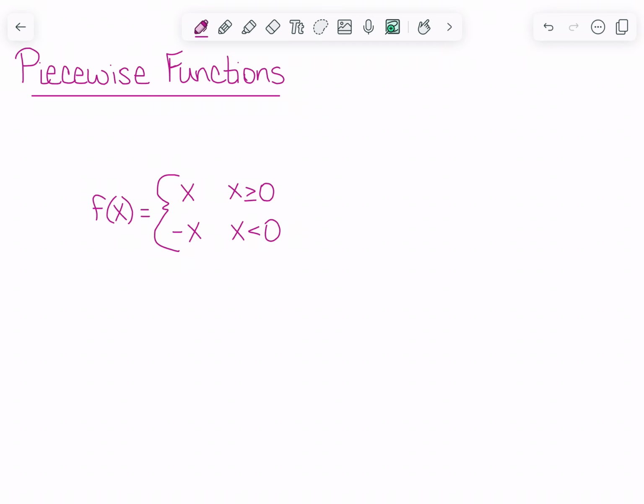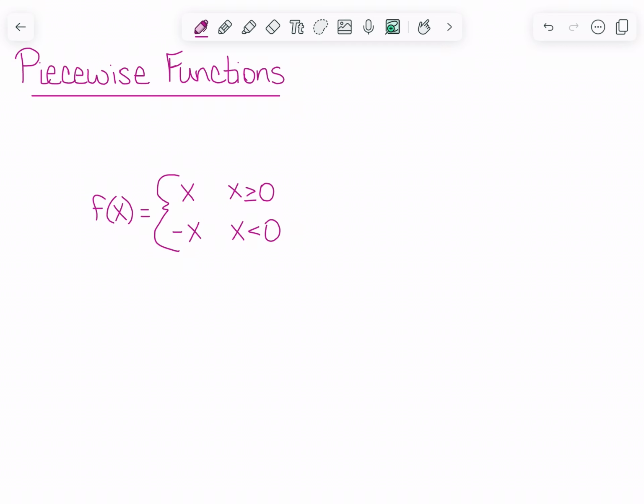This says that if the input is greater than or equal to 0, we do not do anything. We keep the number as it is. For example, the absolute value of 2 is 2, the absolute value of 5 is 5. However, if our input is less than 0, we need to change the sign. If our input is -3, we need to make it +3, etc. So this is the idea of a piecewise function.